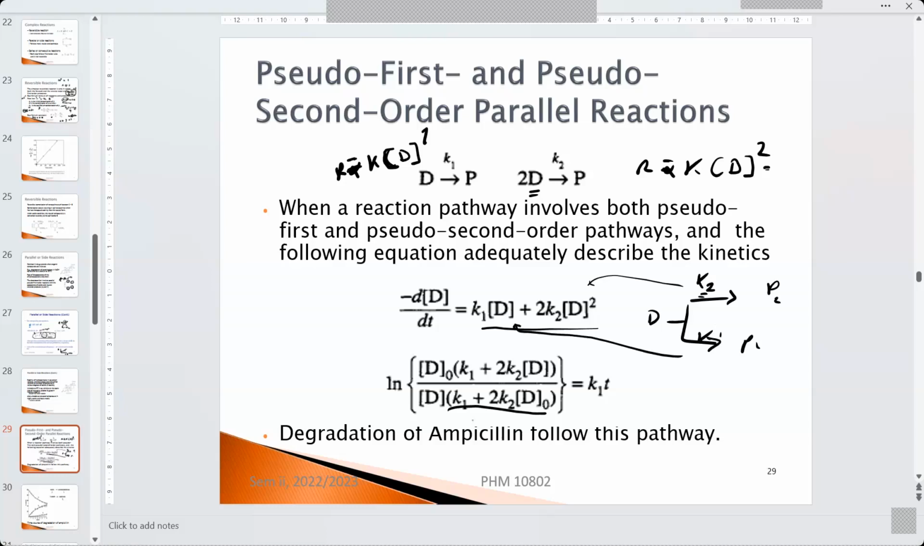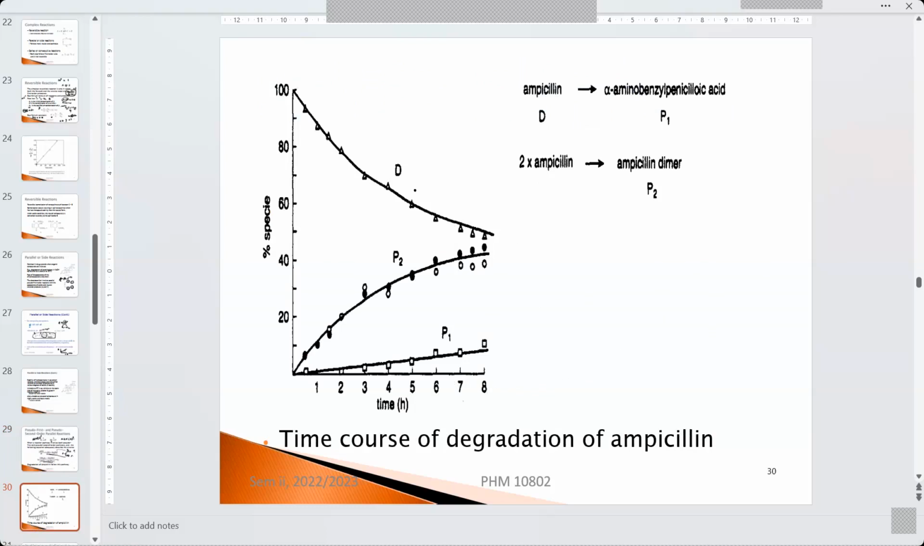An example is degradation of ampicillin. Ampicillin gives two products. One molecule of ampicillin will give one molecule of alpha-aminobenzyl penicillinic acid, product 1. Two molecules react together to give ampicillin dimer, product 2. So this one is a second order reaction occurring at the same time, simultaneously, with a first order reaction.